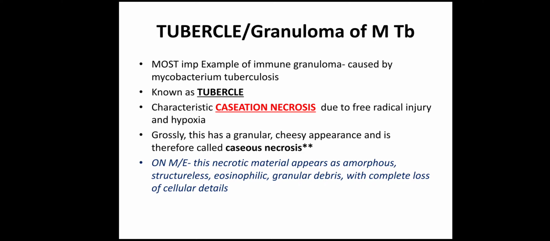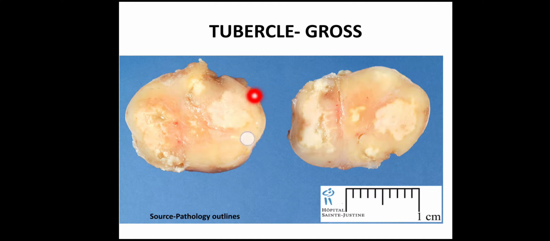This is a gross picture of caseous lymph nodes. This is the lymph node outer capsule, and we can see these cheesy white areas. These are the areas of caseous necrosis. So even on gross examination, we can diagnose it provisionally as tuberculosis, and it will be confirmed by histopathological examination.